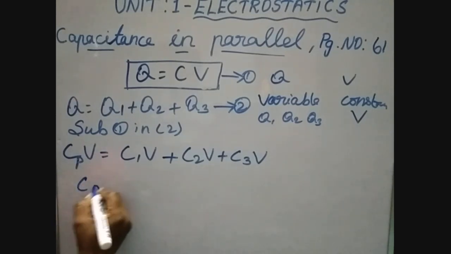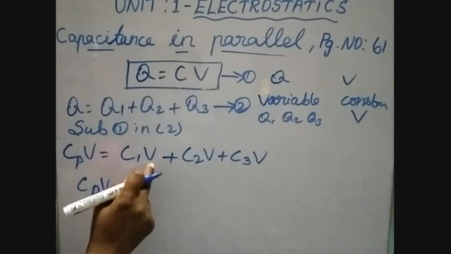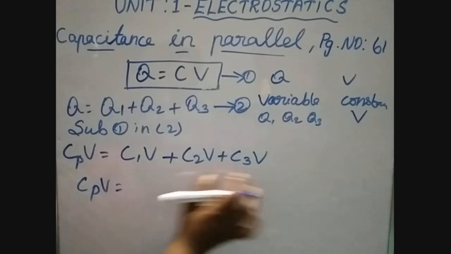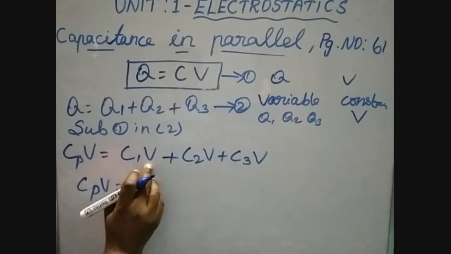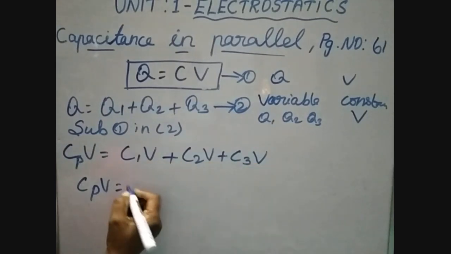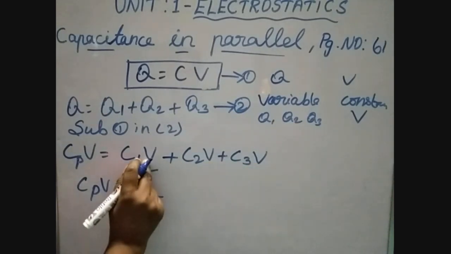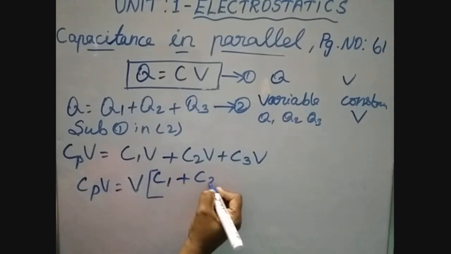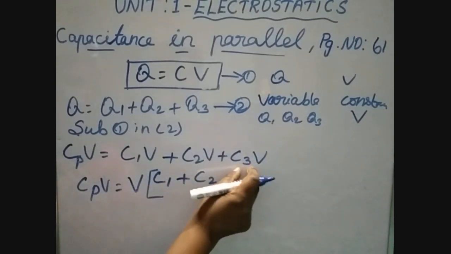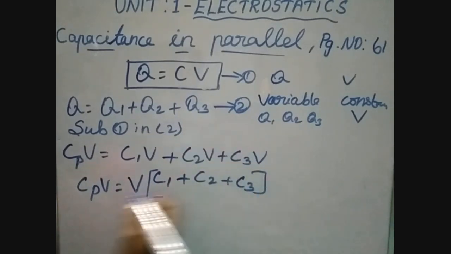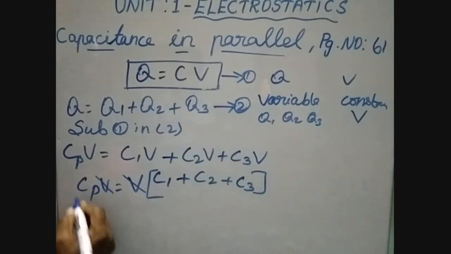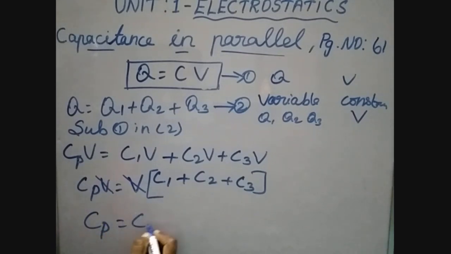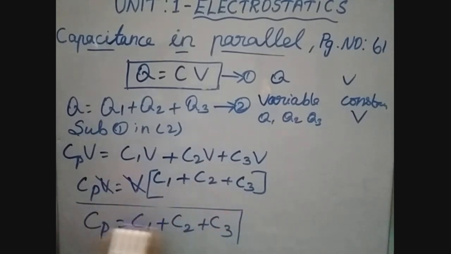Now CP V is equal to, take the common terms outside. Here we have three terms. In all these terms we have V as common, so take the common term outside. V went out. Now the remaining is C1 plus C2 plus C3. V gets cancelled. So CP is equal to C1 plus C2 plus C3. This is our final relation.